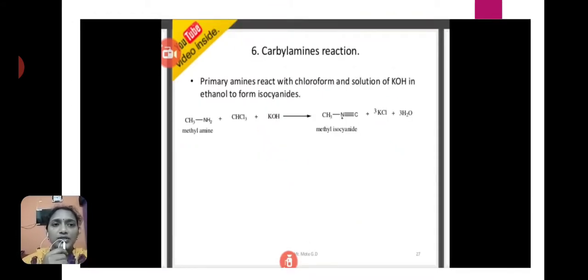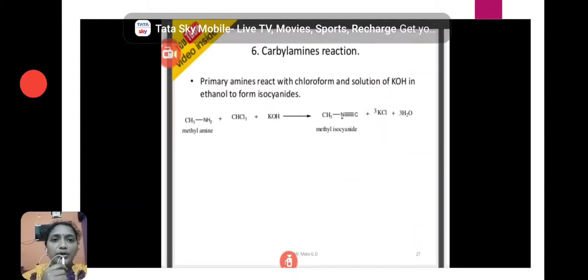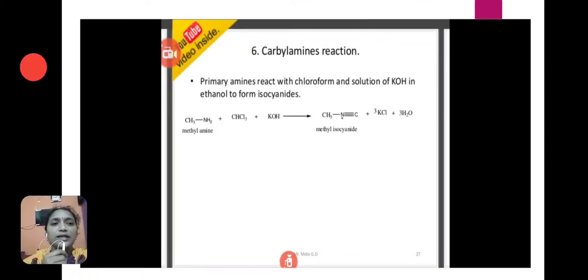The last reaction is the carbylamine reaction. When amines react with chloroform in the presence of potassium hydroxide, they form isocyanides. For example, methylamine reacts with chloroform in the presence of KOH and forms methyl isocyanide.